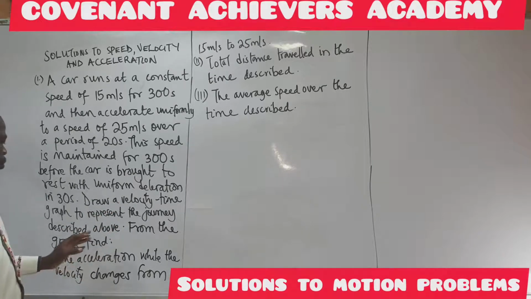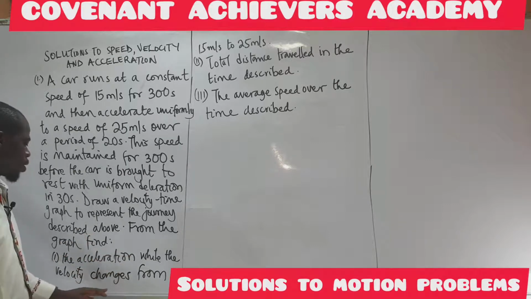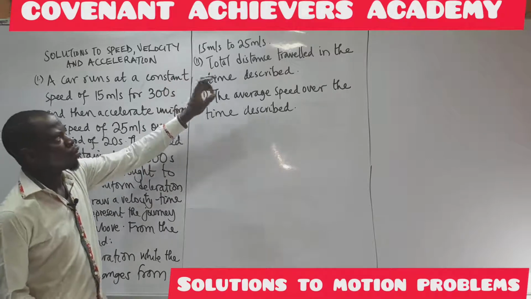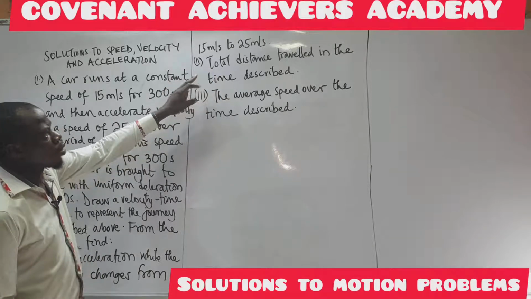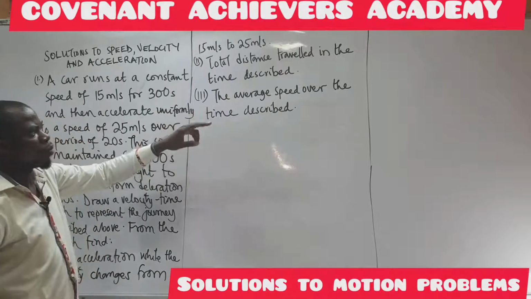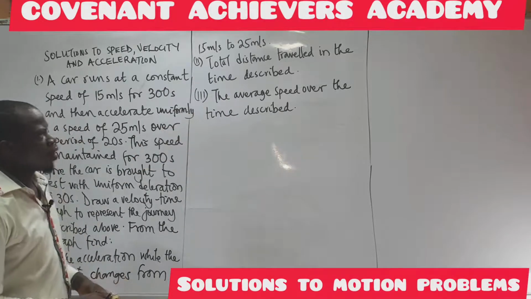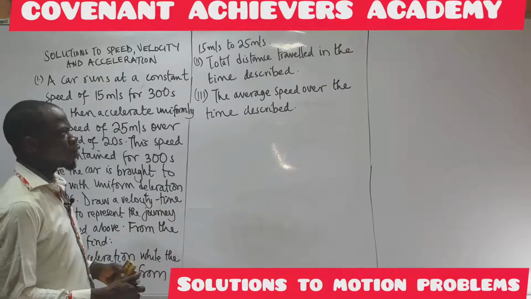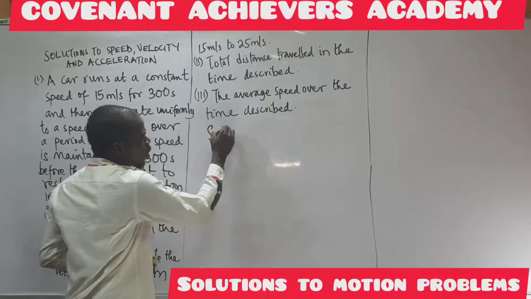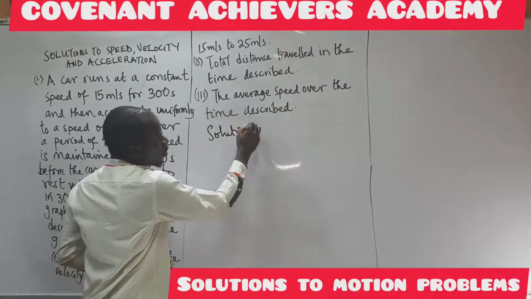From the graph, you are then asked to calculate the acceleration while the velocity changes from 15 meters per second to 25 meters per second. Then, the total distance traveled in the time described and the average speed over the time described. Now, the basic thing is that we want to draw the velocity time graph of this question. How will you draw it in this case?